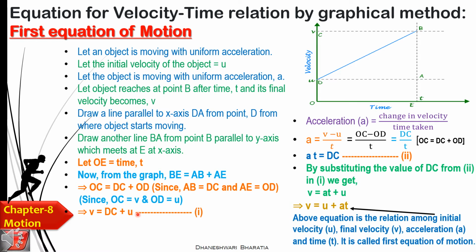The above equation is the relationship among initial velocity U, final velocity V, acceleration A and the time T, and it is known as the first equation of motion. This is very important. Okay, this is the derivation. This can be asked for 5 marks also. Okay.